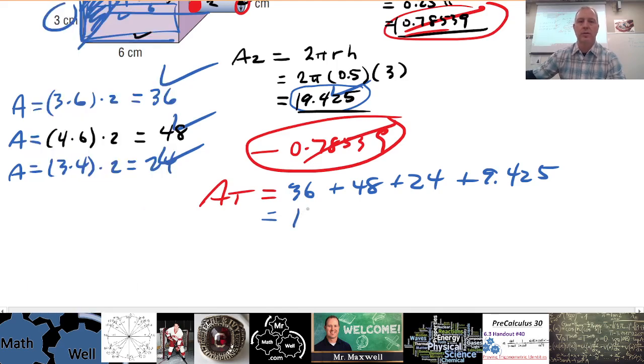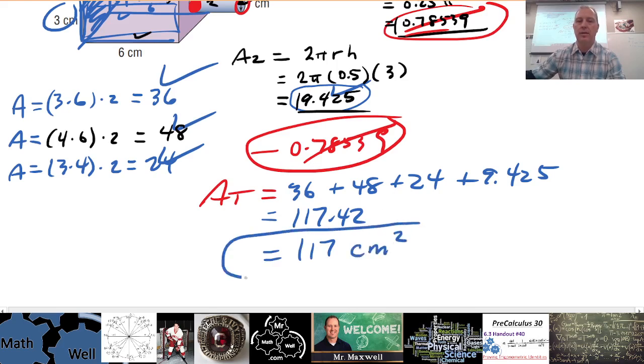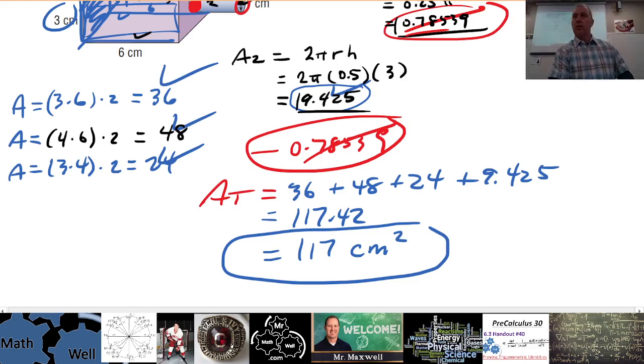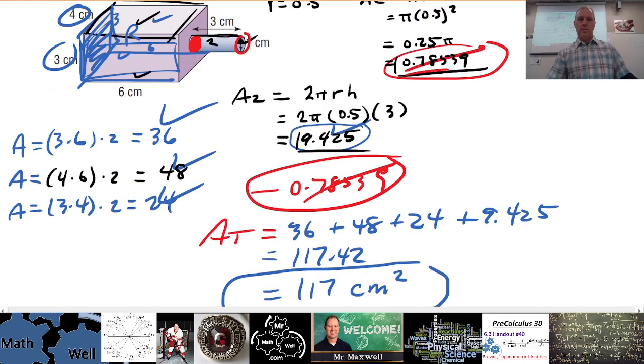117.42, or to the nearest whole number, that's 117. And that's going to be centimeters squared. How about that? Does that agree with anybody else that did that already? Is that what the back of the book tells us? Should be the answer.